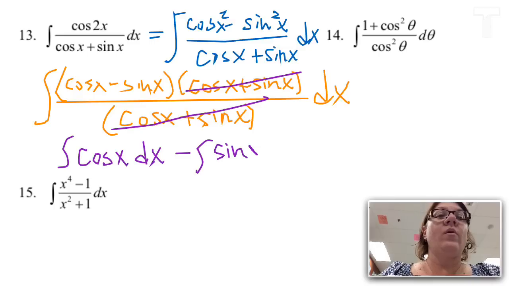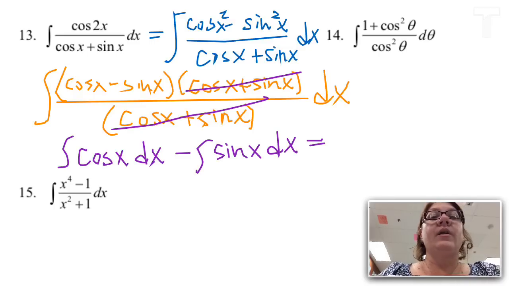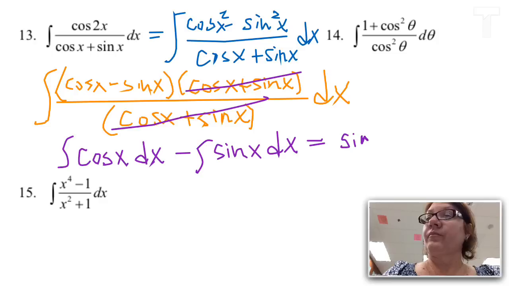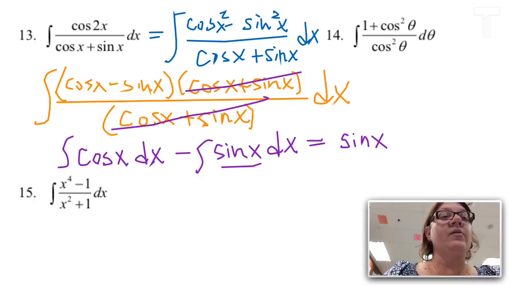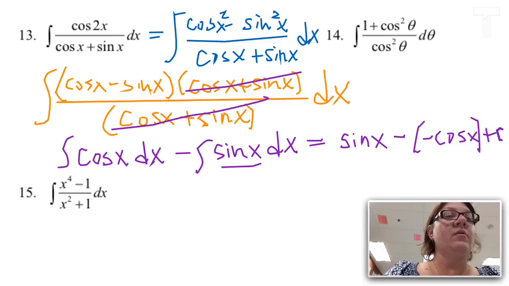And wow, I have rules for these. They're so simple. The antiderivative of cosine is sine, minus the antiderivative of sine is negative cosine, so that's really going to be minus a negative cosine, which of course will turn into plus. So my final answer, Regis, I'm locking in.